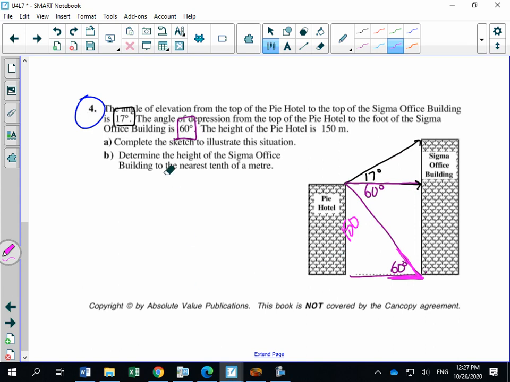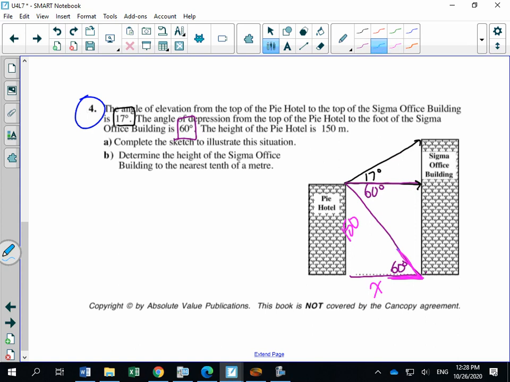So what it says is, A, complete the sketch to illustrate this situation. So this would be the sketch that you would have on your test. Then determine the height of the Sigma office. So they want this guy here. But what you're first figuring out is I need to know how far apart these buildings are. So I need to put my X down here.